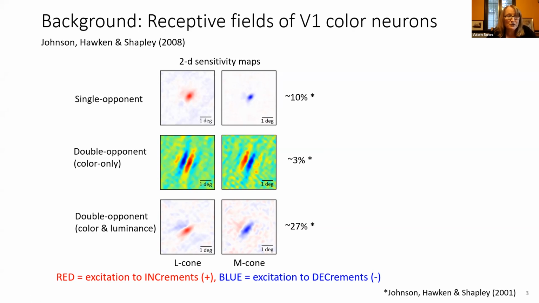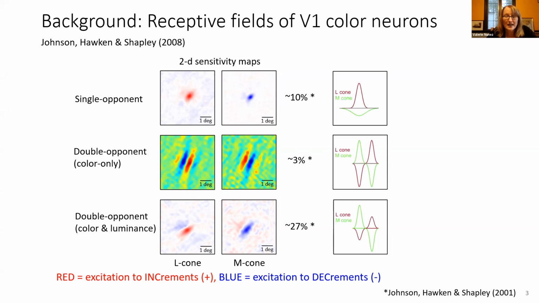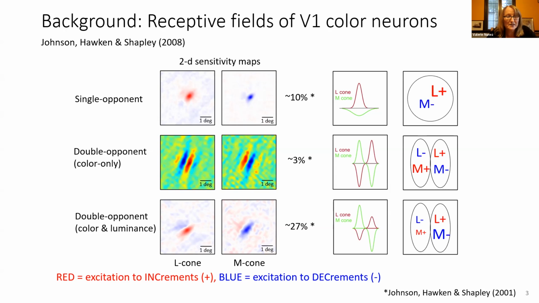The receptive fields are usually calculated by differences of Gaussian, as indicated here, but I'm going to represent them by the approximate shapes of the Gaussian bases. I'm representing the single opponent neuron by a circle indicating that the L plus and M minus fields are coextensive. The double opponent neurons are represented by ellipses with opposite cone polarity to indicate the spatial opponency. And here I want to point out the proportions of each type. So what you can see is that for color responding neurons in V1, 3/4 approximately are double opponent and 1/4 are single opponent.